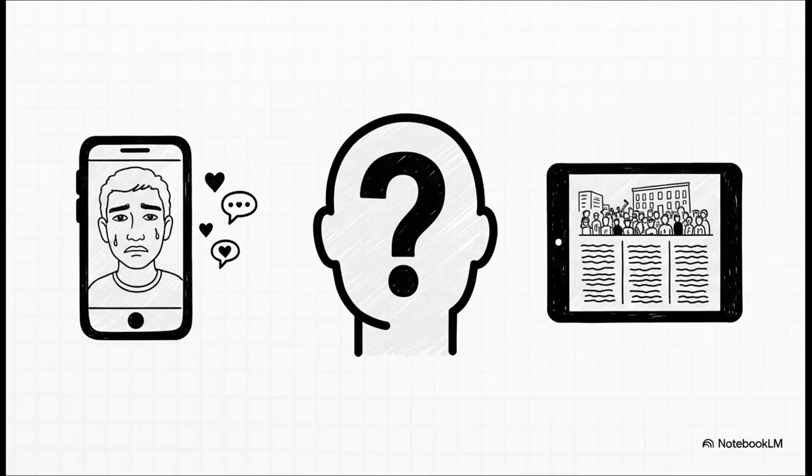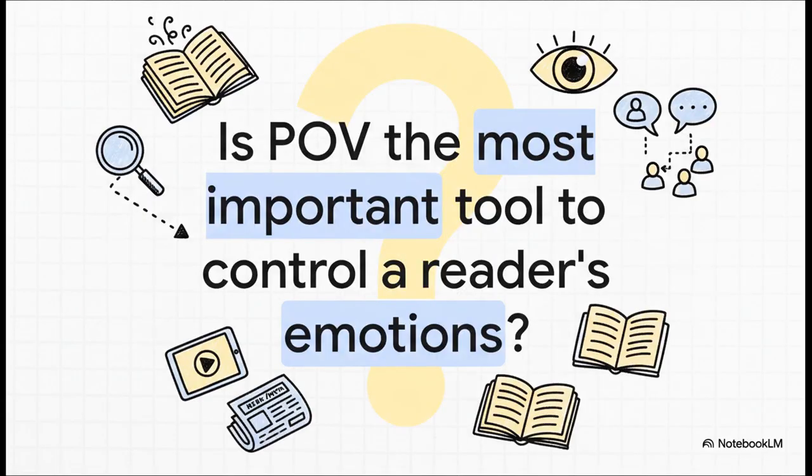Think about how you get your information every day. You see that emotional, first-hand TikTok video from someone who was at an event? That's a first-person memoir. Then you read a formal news article about that same event. That's a third-person report. One gives you raw emotion, the other gives you objective facts. So the really crucial question I want you to ask yourself is this: which lens do you instinctively trust more, and why?